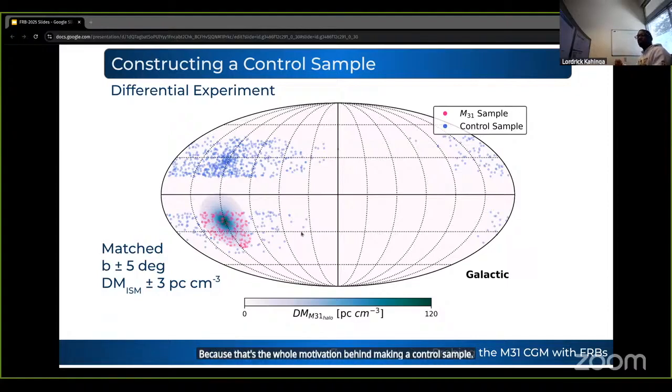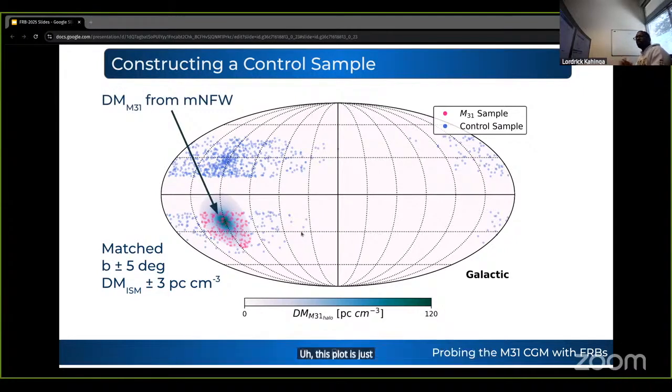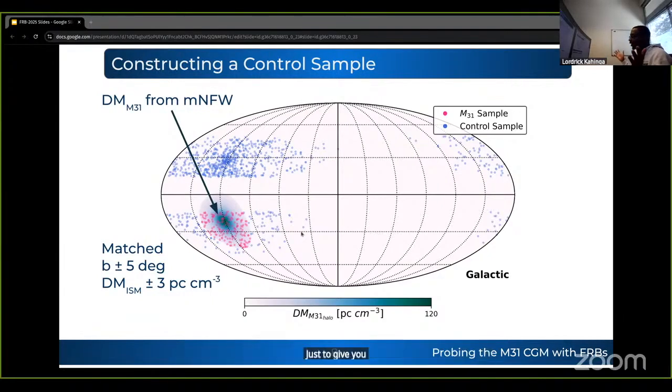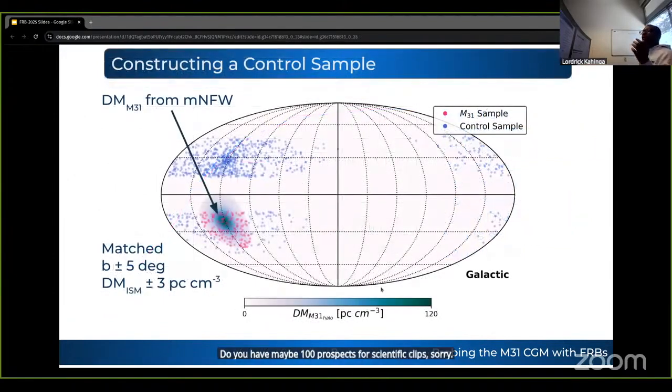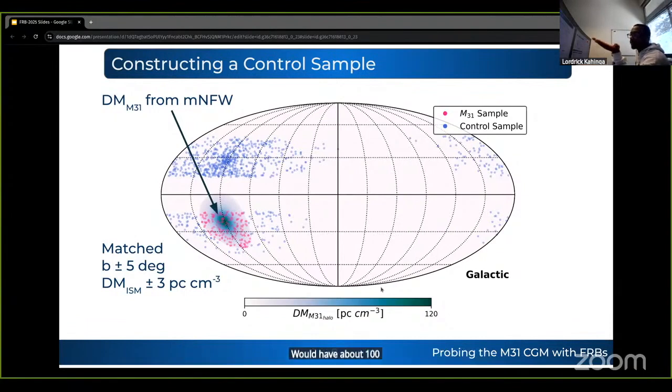And speaking of the M31 contribution, this plot is overplotted with an mNFW prediction of what the DM would be when you're looking at the halo. Just to give you an idea of the kind of signal that we are thinking about, we would have about 100 parsecs per centimeter cubed contribution there.